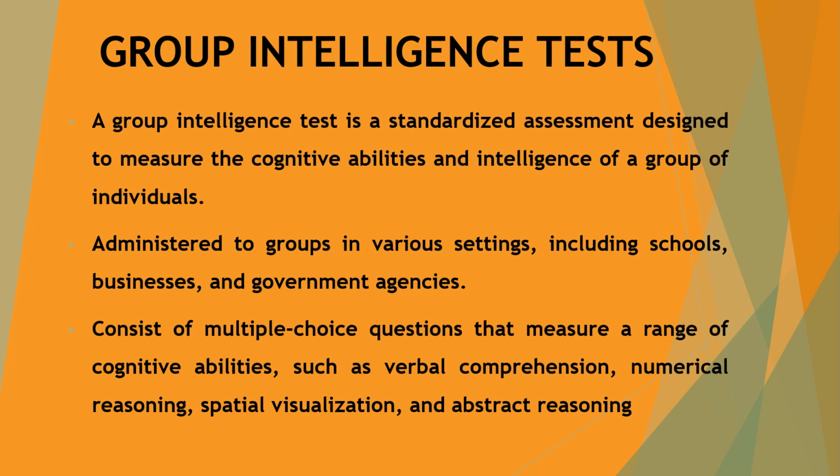Group intelligence tests often consist of multiple choice questions that measure a range of cognitive abilities such as verbal comprehension, numerical reasoning, spatial visualization, and abstract reasoning. The results of these tests can provide valuable information about the group's overall cognitive abilities and can be used to make decisions about education, hiring, or other areas where intelligence is important.